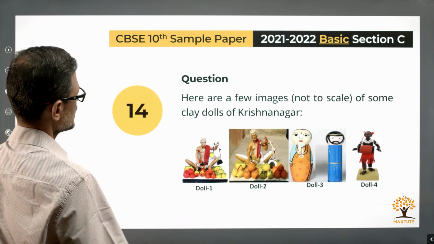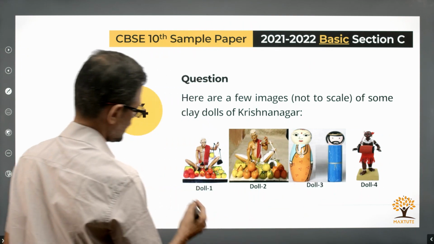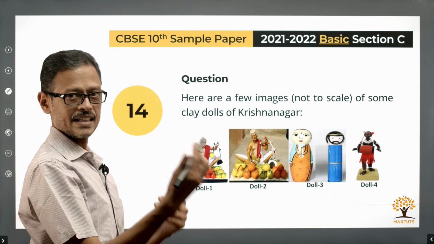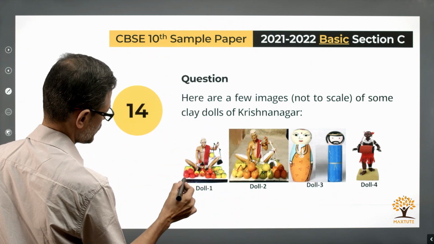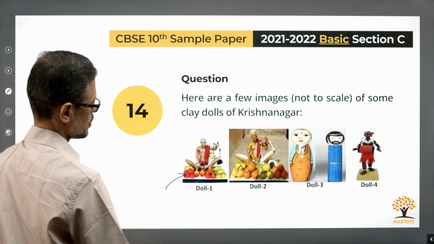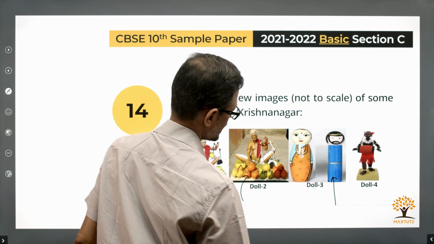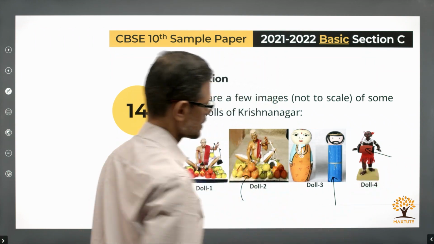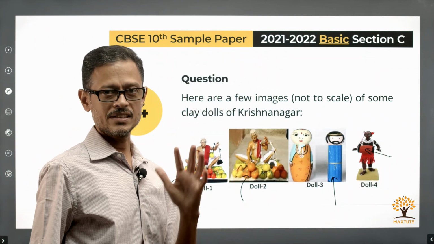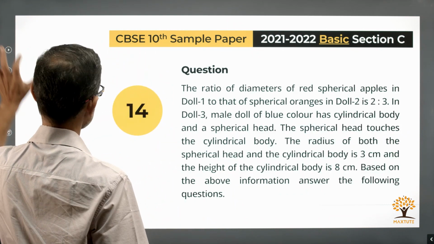What we have here is that they're talking about 4 dolls. In the first doll, information is given in the next slide. I'm just pointing out what is important to us right now. They're talking about apples in the first doll, oranges in the second doll, this blue man in the third doll, and the drum in the fourth doll. These are the things being discussed in the question. Let's get started.